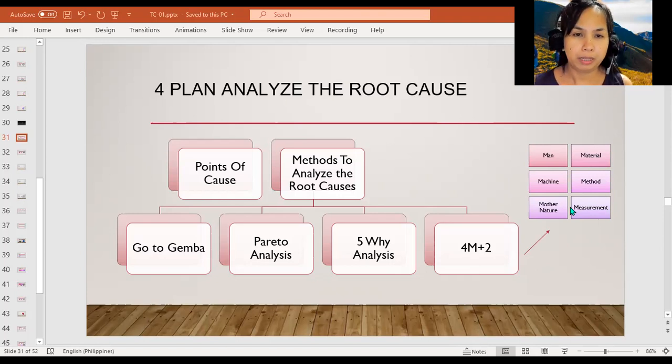Now, in order to help facilitate this 4M+2 investigative process, we can use a powerful tool known as the fishbone diagram. But let's stop here for now, as we will be learning more about the 5 why and the fishbone diagram in other training videos.